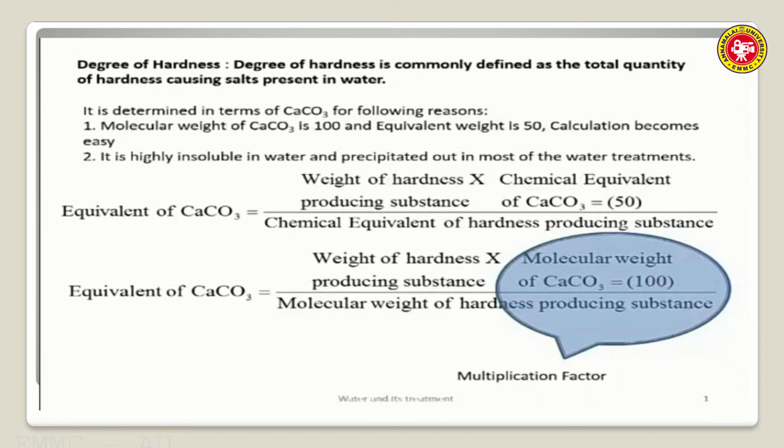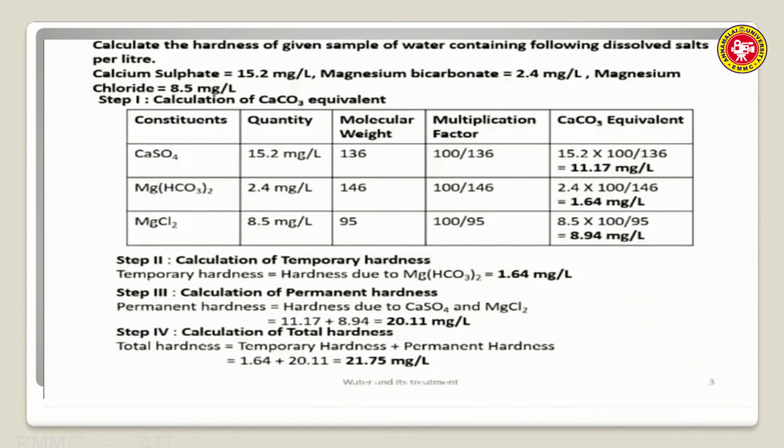Now, this will be more clear if we work out this problem. There is a question: calculate the hardness of a given sample of water containing the following dissolved salts per liter. What are the salts available in the water? Calcium sulfate. It is a permanent hardness producing salt.